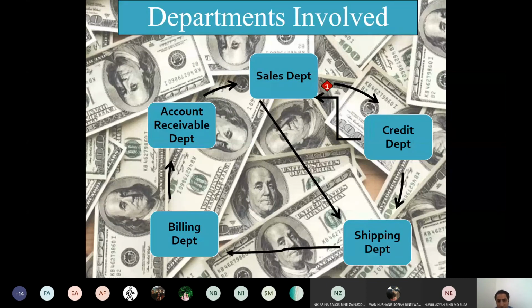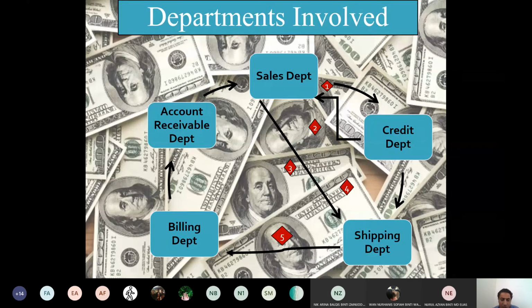So first, the sales department will receive the customer order, and then they will check the credit limit for this customer, and then they will update the sales department. If the sales department is okay with the credit limit or credit status of the customer, then they will send it to shipment to prepare the shipment and double check it, and when they send the shipment, they will do the billing.